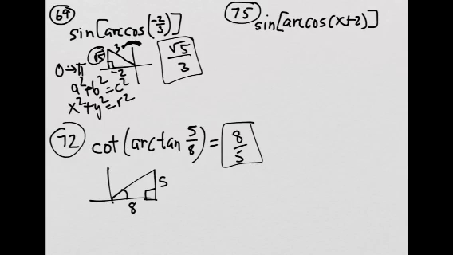75, it's sine of arccosine of x plus 2. Okay, so for this one, cosine is positive, the ratio is positive, x plus 2, so we're going to draw it in quadrant 1. So there's the angle. Cosine is x over r, so this is going to be x plus 2. Now, you don't see a fraction there in the ratio, but we could always put it like that, over 1. So r is 1.